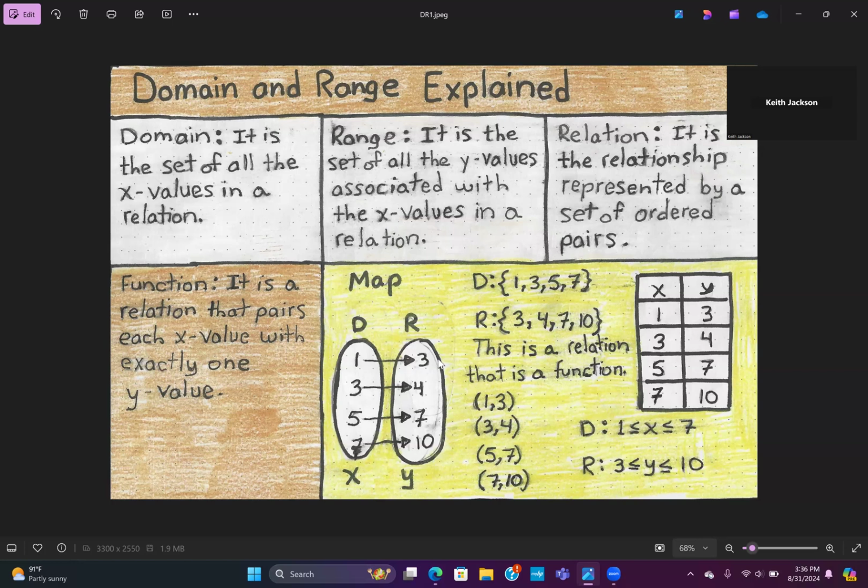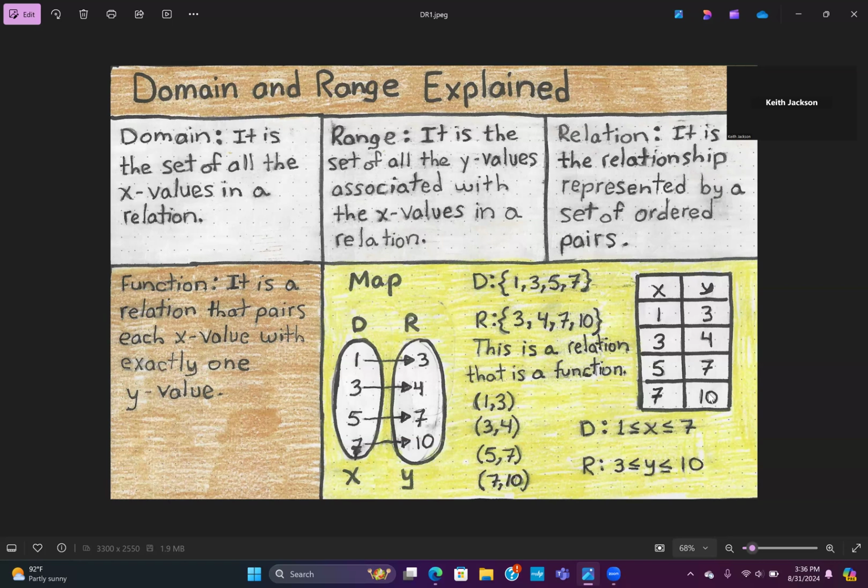So we have this arrow going to 3 from the 1. So we have 1 with an arrow going to 3. That would give us our ordered pair of (1, 3). We have 3, 4 doing the same thing. We have our ordered pairs of (3, 4), (5, 7), and (7, 10). We can also write in this type of notation in which we have brackets for a domain in which we have 1, 3, 5, and 7. We can do the same thing for our range values, which will be 3, 4, 7, and 10.